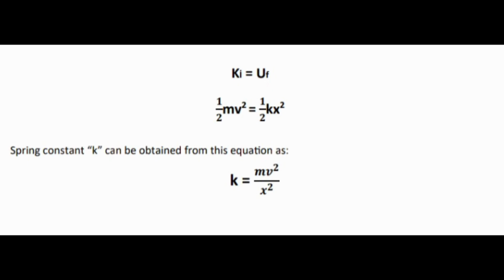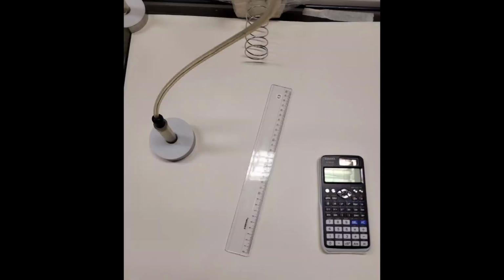Since there will be only kinetic energy in the first position and only potential energy provided by the spring in the last position, we can show the equation as follows. Moreover, from this equation, the spring constant K can be obtained by mv squared over x squared.